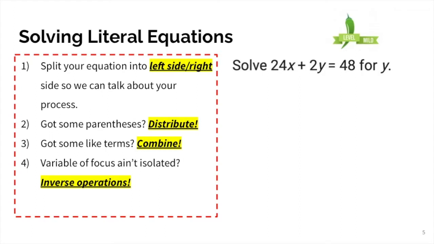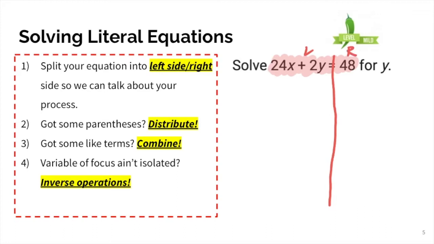All right, so let's look at an example. Let's say that I'm given this equation right over here. This is my literal equation, 24x plus 2y equals 48. And I know that this is a literal equation because I have two different variables going on. I have an x and I have a y. So I'm just going to do the same thing that I've been doing before, where I split my equation into a left-hand side and a right-hand side.